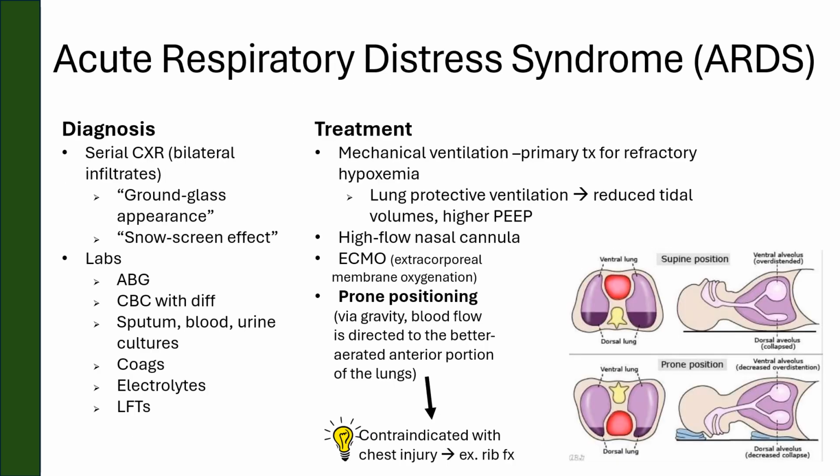So diagnosing this, we are going to do a chest x-ray, and you're going to see bilateral infiltrates. Ground glass appearance or snow screen effect or white out effect is where, like you see on the chest x-ray, it's like all whited out. That's indicative of ARDS.